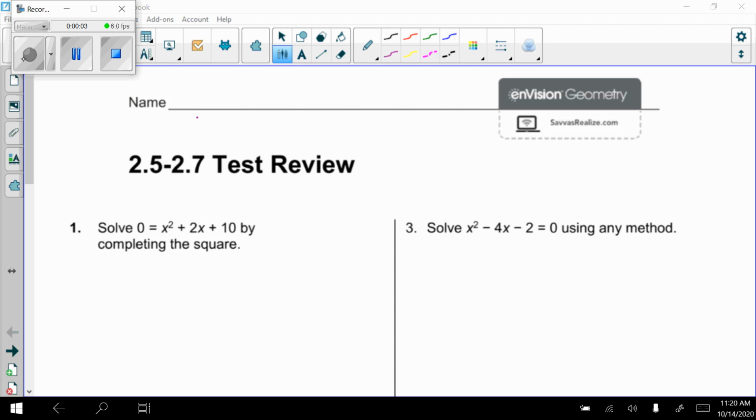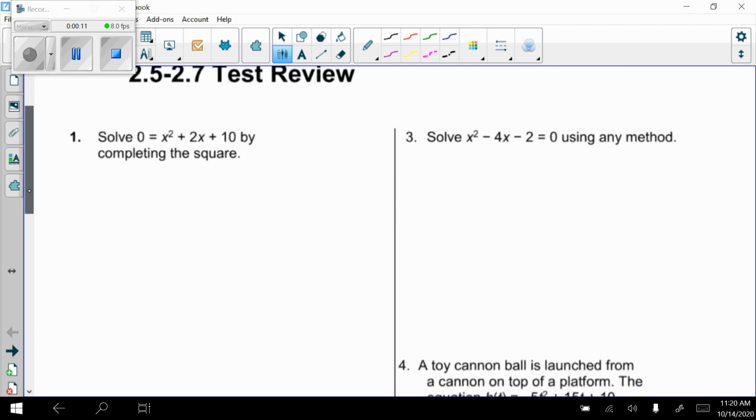So we're going to go over section 2.5 to 2.7 test review number 1 right now. So the very first problem, it says solve 0 equals x squared plus 2x plus 10 by completing the square. So if I'm going to complete the square, I need to get rid of the constant 10. That's not the perfect square. Move it to the other side.